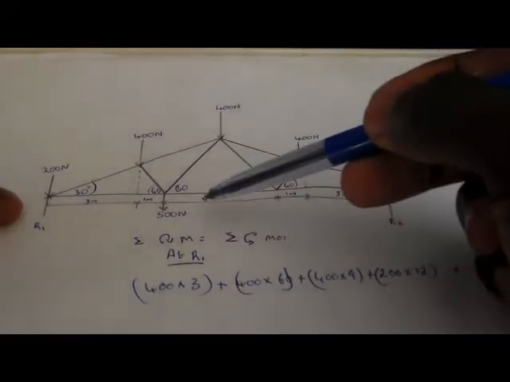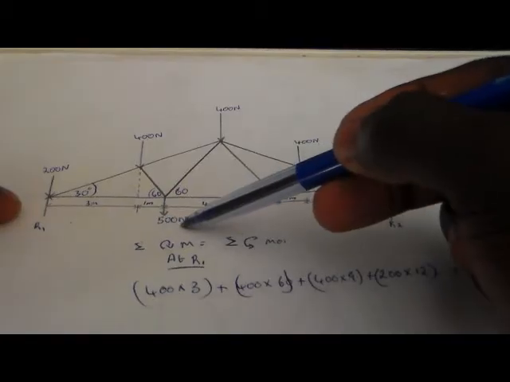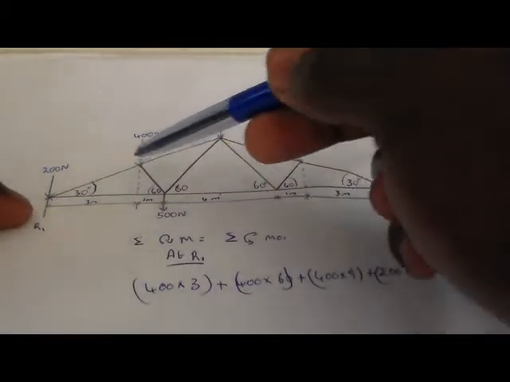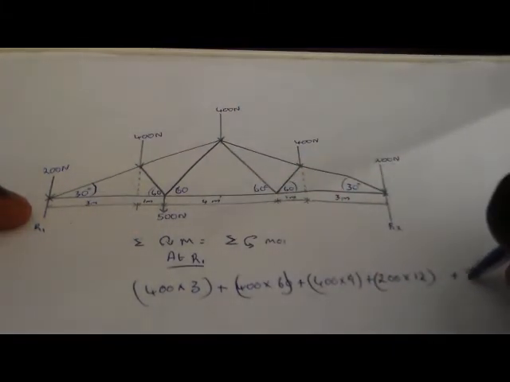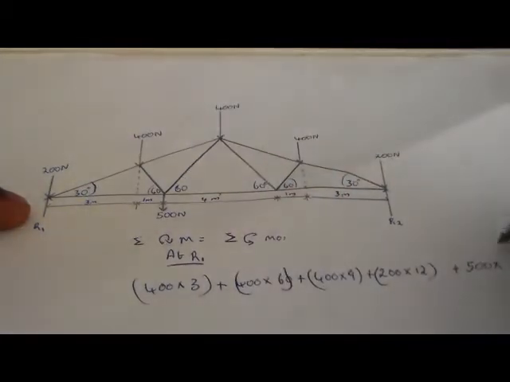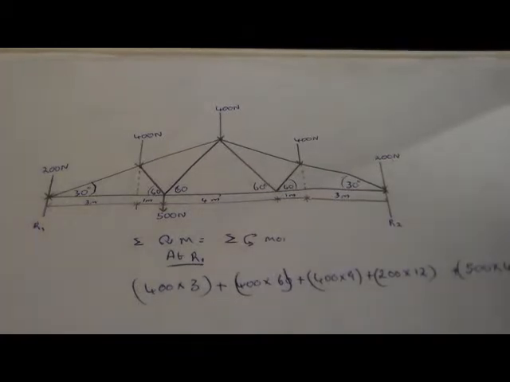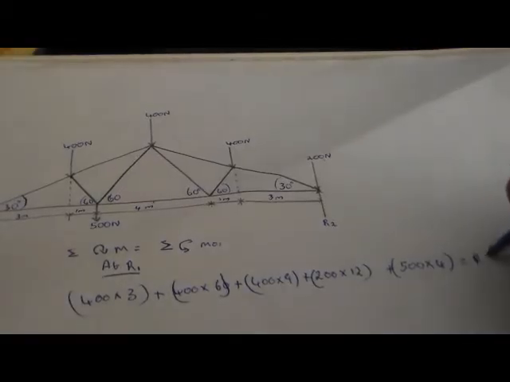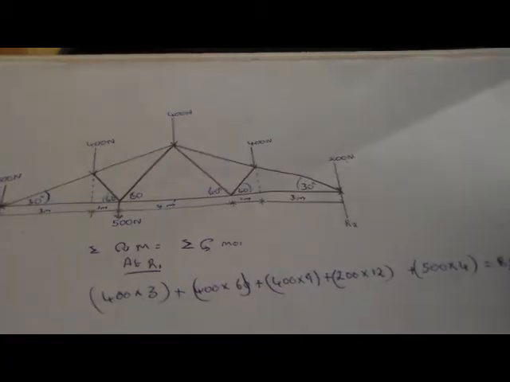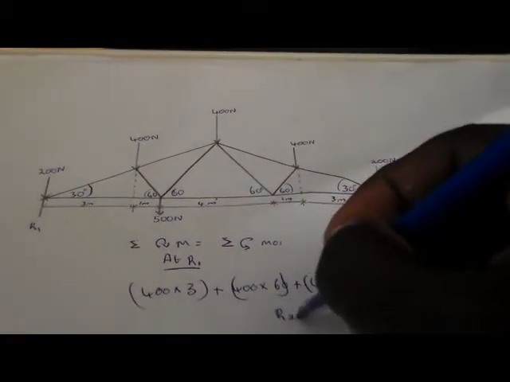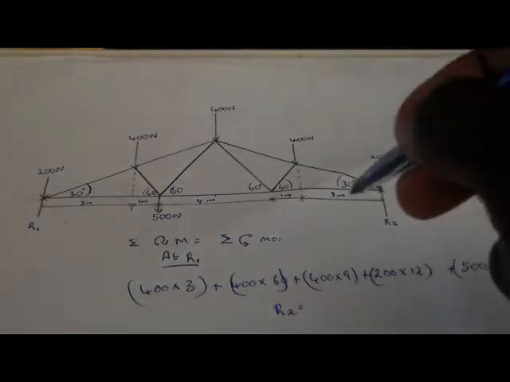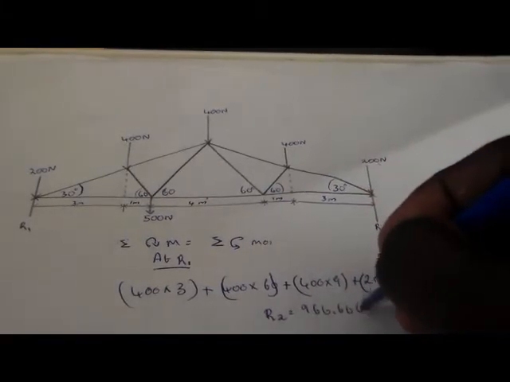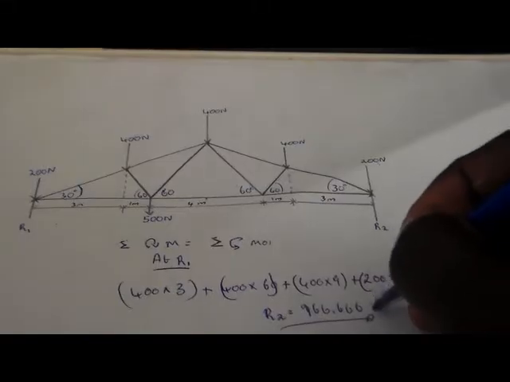plus we are having this force of 500 newton. This 500 newton is still going in the clockwise direction, so we add 500 multiplied by its distance, which is 4, and that equals R2 multiplied by 12. Then we get the total, which means R2 is equal to 966.66 newton.